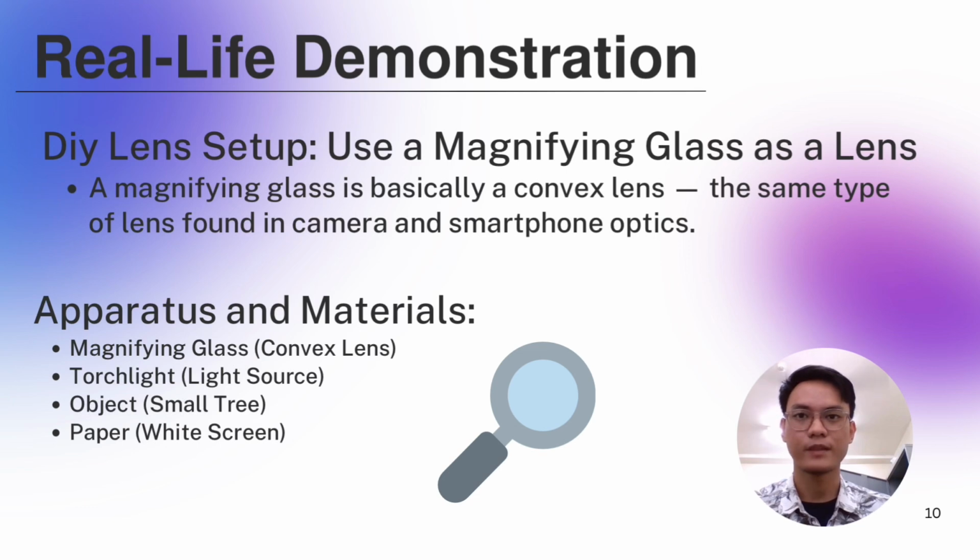Next, a torchlight acts as the light source. Next, an object acts as a small tree. Lastly, paper acts as a white screen.